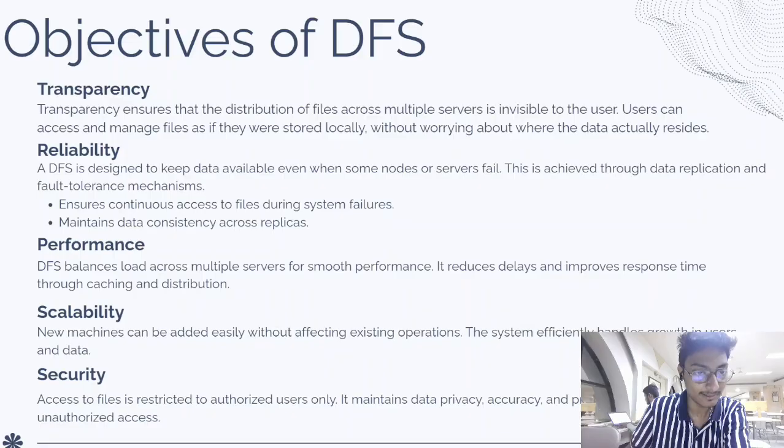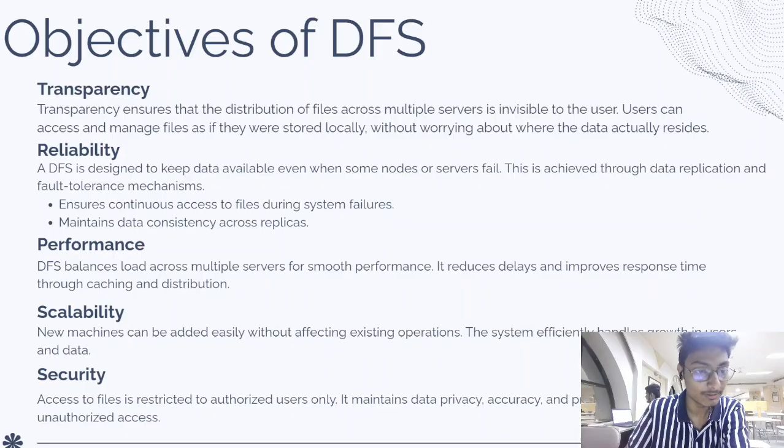Why is that so great? It ensures continuous access. If server A, which has a copy of your file, suddenly fails, it's no problem. The DFS just says, oh, server A is down, I'll just get the file from server B. The user might not even notice a tiny delay. So this is all called fault tolerance. The system can tolerate faults and just keep on working. It also maintains data consistency, which is a fancy way of saying the system works hard to make sure all the copies are up to date.